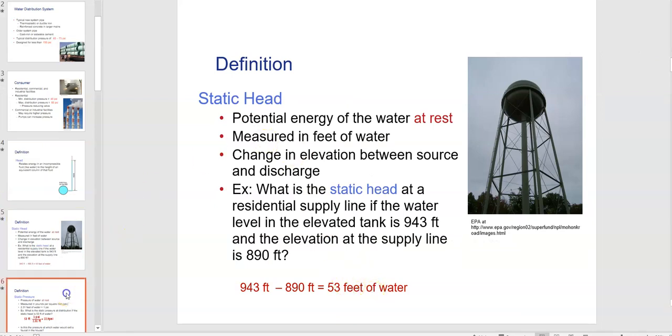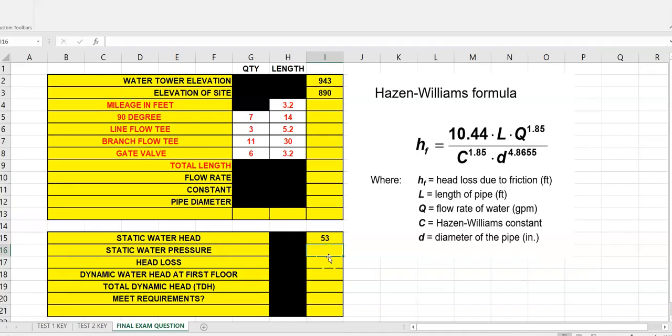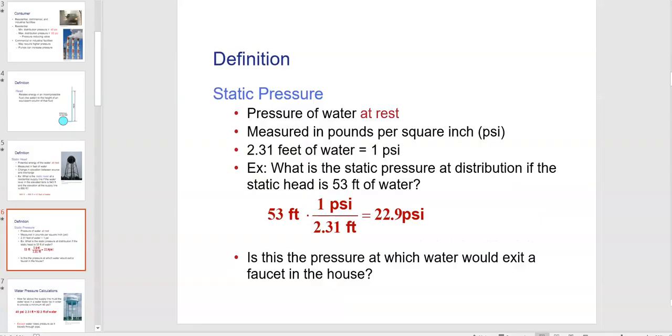Now, in order to find the pressure inside of there, at the slide we looked at earlier, we said 1 pound per square inch is equal to 2.31 feet of water. We're going to divide that 53 by 2.31. So we're going to go right underneath it for static pressure. We're going to hit equals, tap on that 53 divided by 2.31, and hit enter. And we're going to get 22.9 and some change. Notice that they went ahead and rounded that up. We're going to go ahead and leave all those sig figs in our spreadsheet number.